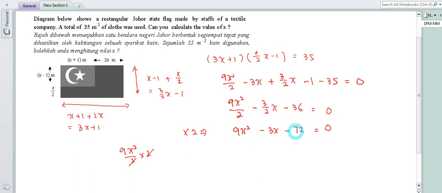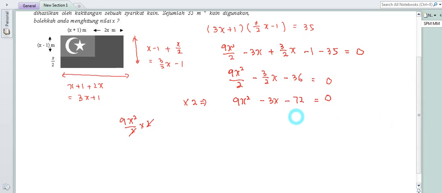Okay, so here I can start to do the factorization. If I want to make the numbers become smaller, I just simply divide the whole equation by 3. So you get 3x squared, negative x, negative 24, is equal to 0. Okay, now the numbers become smaller, then easier for me to do the factorization. So what times what? You get 3x squared. 3x times x, right? So I want 24. I think I just try 8 times 3.